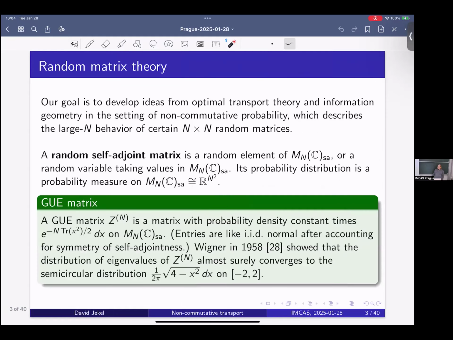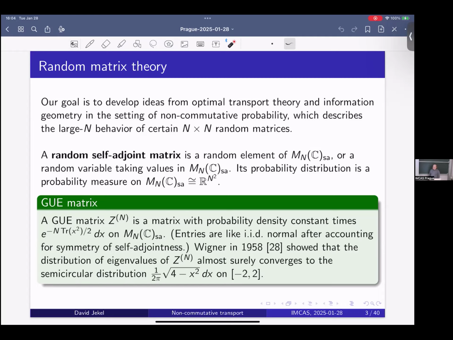Okay, so a bit about random matrix theory, and this was also covered in the pre-seminar a little bit, right? We're trying to develop optimal transport theory in this context, where you're trying to study the large n behavior of n by n random matrices. And what do you mean by random matrices? It just means a random variable that takes values in the matrix algebra. And we'll also focus on the self-adjoint case. You can consider the self-adjoint matrices as a real vector space of dimension n squared.